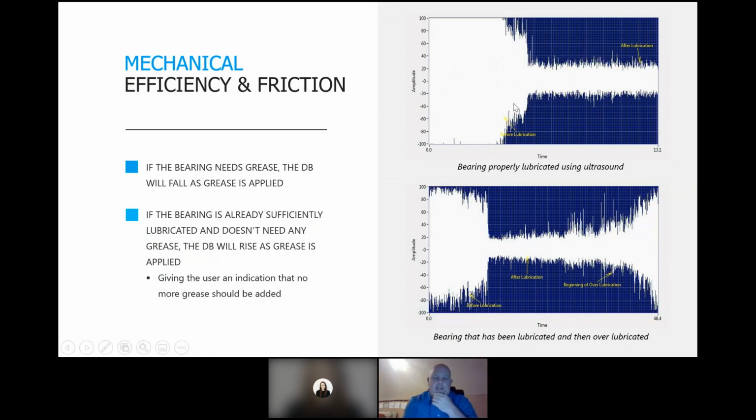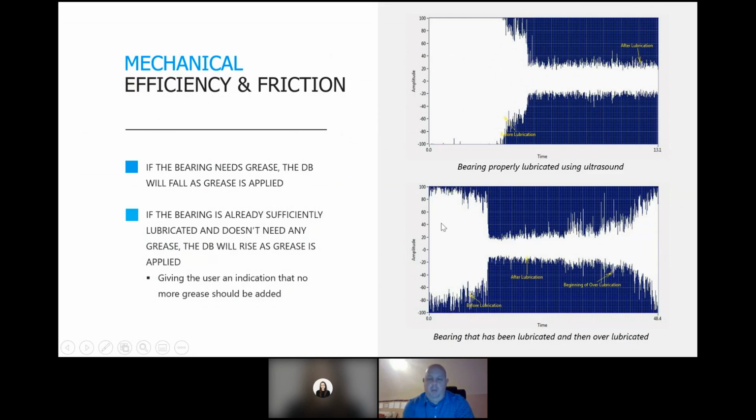These were sound files of a bearing in the process of being lubricated. We recorded the sound file of the bearing as we were applying grease, and we played these back and looked at it in the time waveform. So what you're seeing here, starting over on the far left, is before lubrication, and then we added grease and had a nice gradual fall back down to a more normal level, and then we stopped greasing. So again, on the left is before lubrication, on the right is after lubrication.